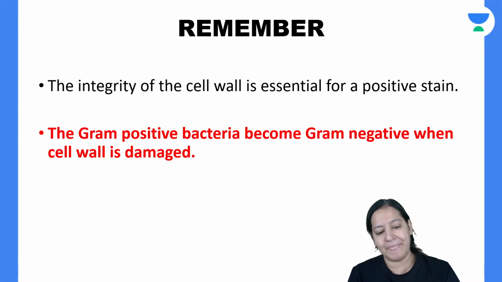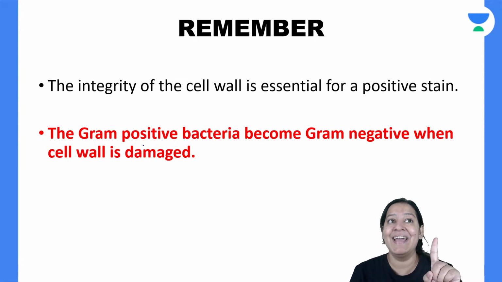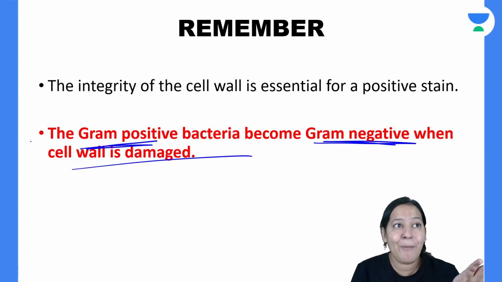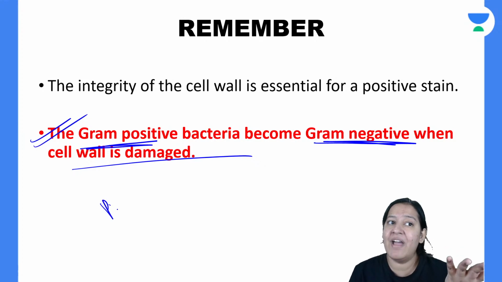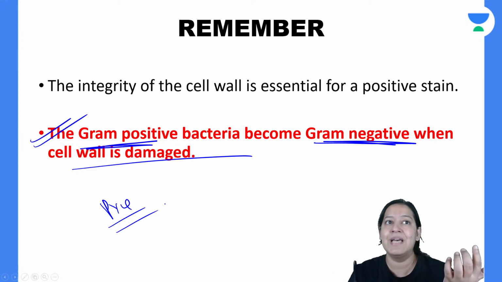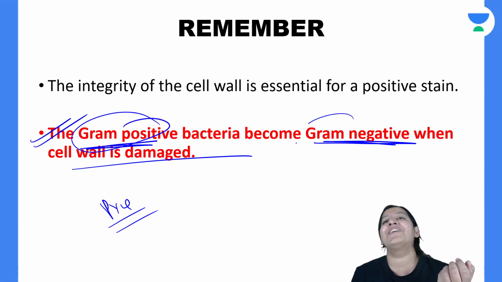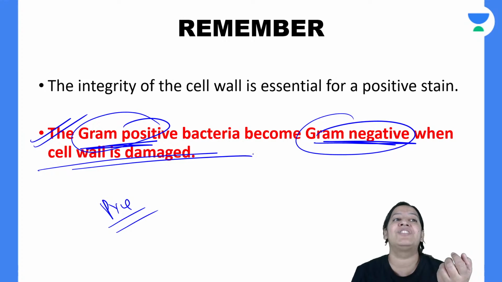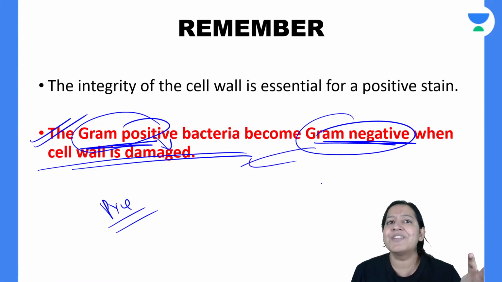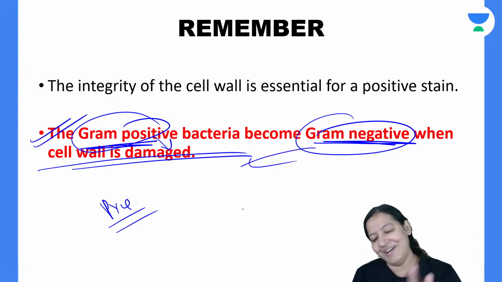So can I say gram positive bacteria can become gram negative if the cell wall is damaged? Very important IBQ, very important PYQ, not only in INICET, it was a question from AIIMS. Can I convert gram positive bacteria into gram negative? Yes, if I damage the cell wall. If I damage the cell wall of gram positive, peptidoglycan is lost, so it will become gram negative. Have you got it?